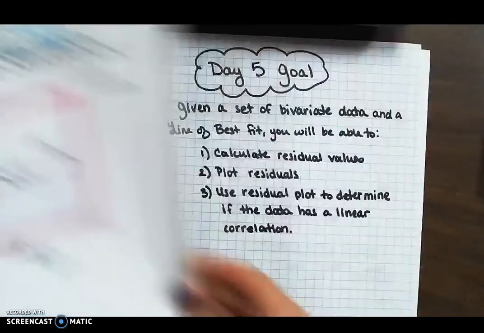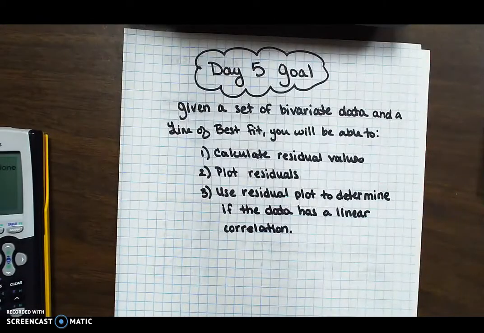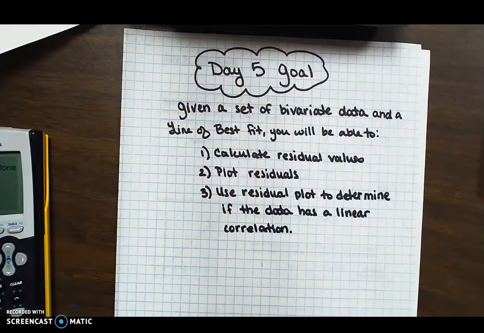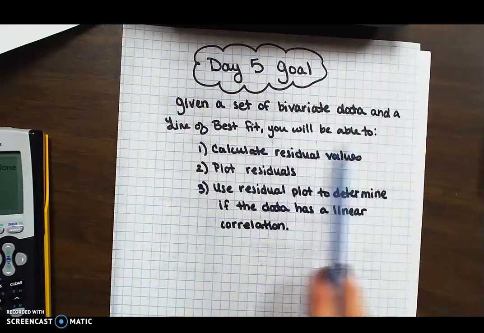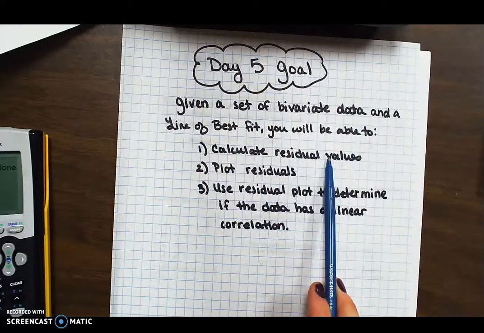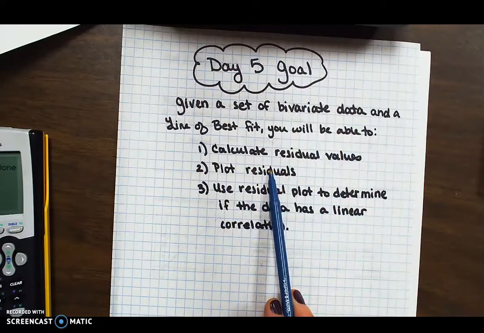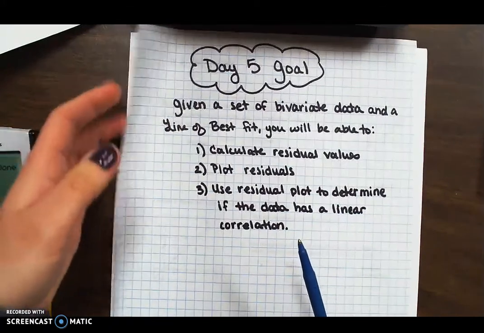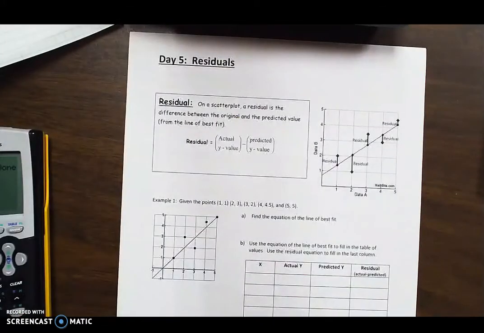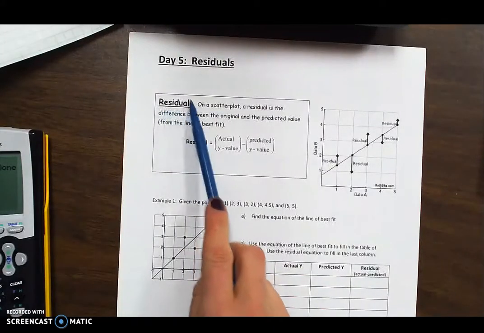All right, for today, we have a pretty big goal. Given a set of bivariate data and a line of best fit, you will be able to calculate the residual values, plot residuals, and use a residual plot to determine if the data has a linear correlation. Okay, so to do that, let's first talk about, well, what is a residual?